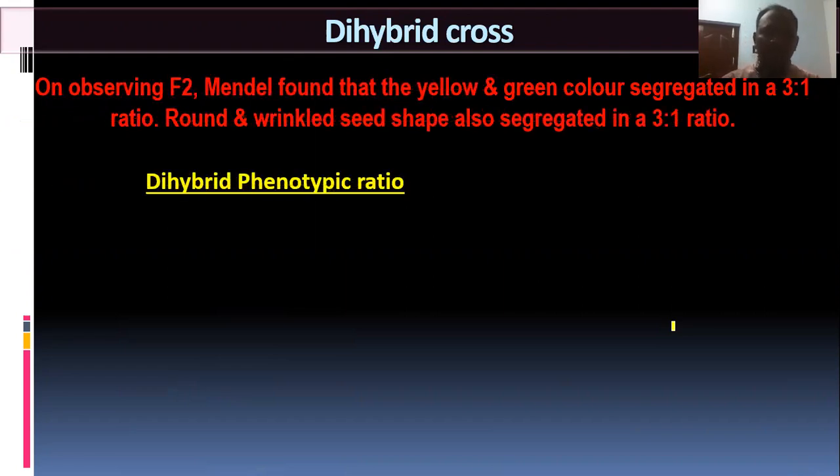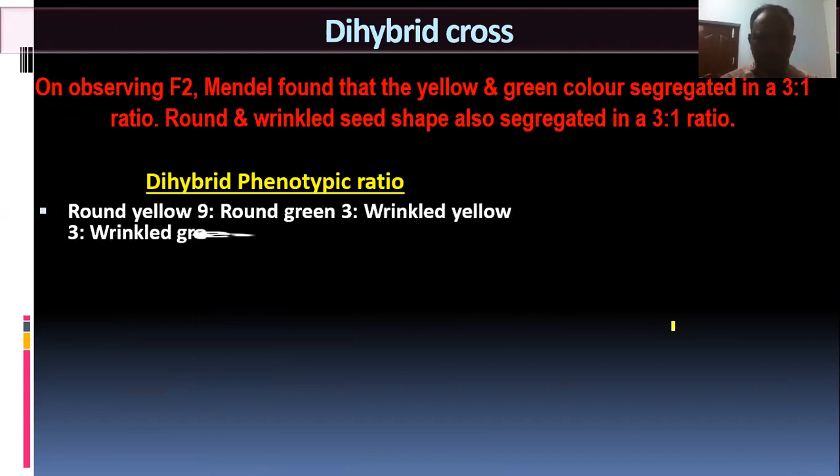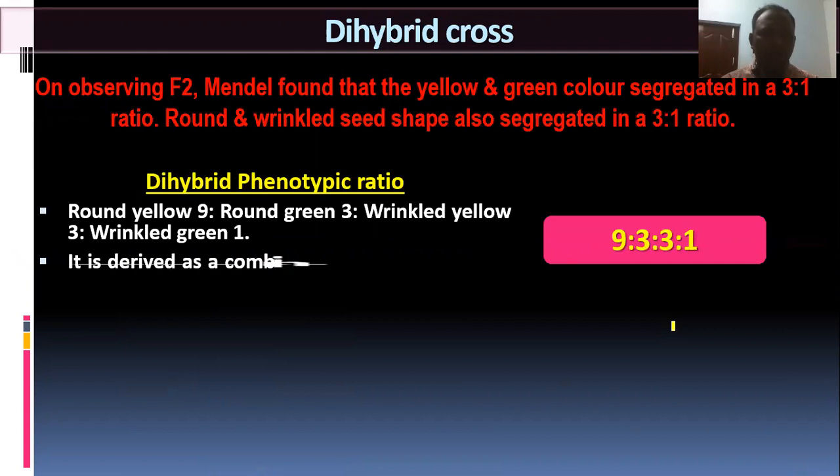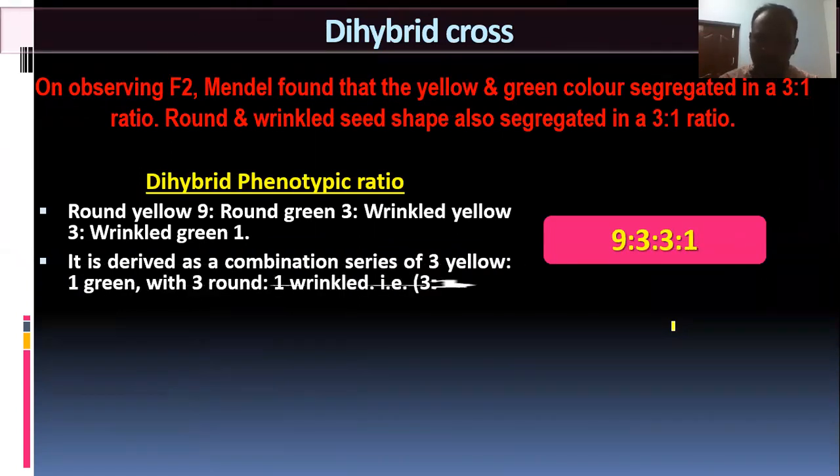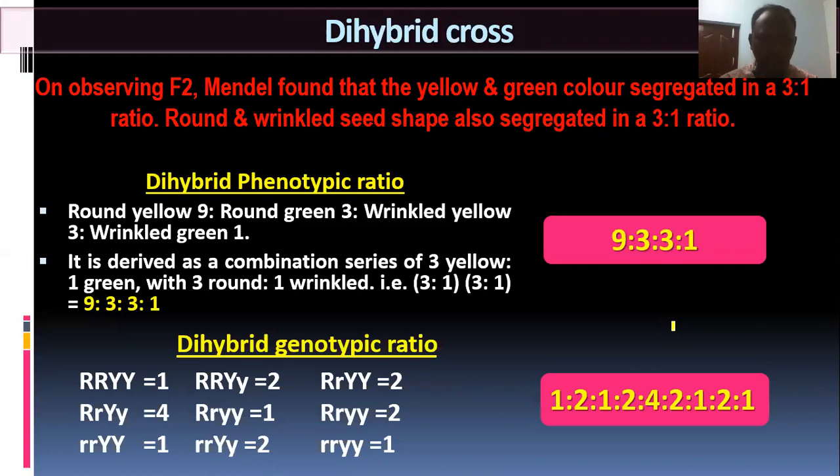ratio. And overall, the phenotypic ratio in a dihybrid cross is, see, round yellow, how many did we get? 9. Round green is 3. Wrinkled yellow is 3. Wrinkled green is 3. So the dihybrid cross F2 generation phenotypic ratio is 9:3:3:1, right? It's a combination of 3 yellow and 1 green with 3 round and 1 wrinkled. For one character we take 3:1, and both characters together give 9:3:3:1. You can calculate it like this: 3:1 into 3:1 will give 9:3:3:1, right?